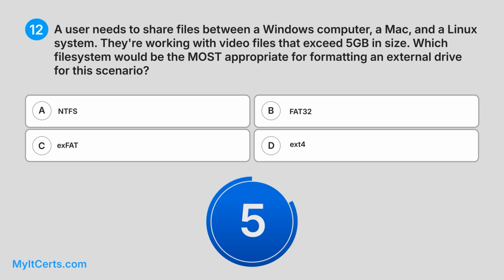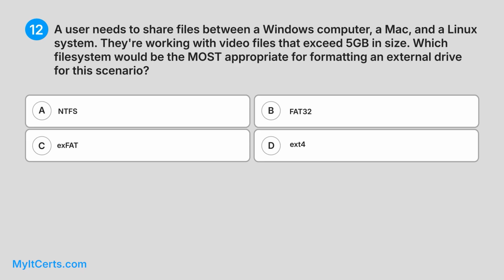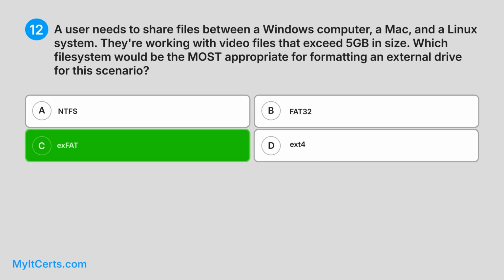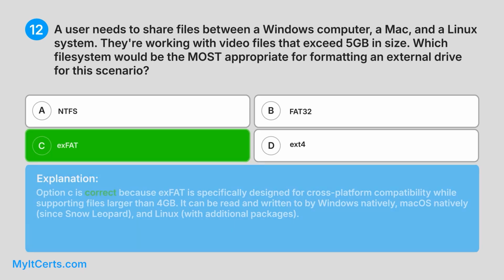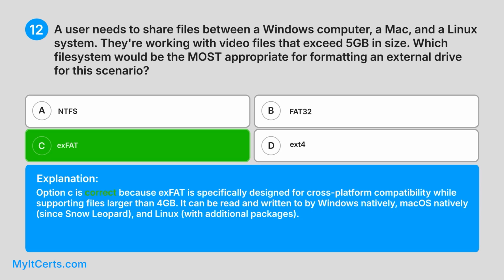What do you think is the answer? Correct answer, C. exFAT. Explanation. Option C is correct because exFAT is specifically designed for cross-platform compatibility while supporting files larger than 4 GB. It can be read and written to by Windows natively, macOS natively since Snow Leopard, and Linux with additional packages.